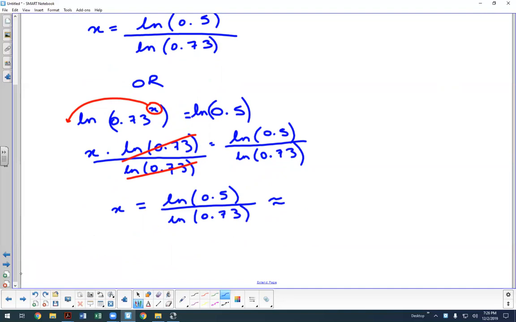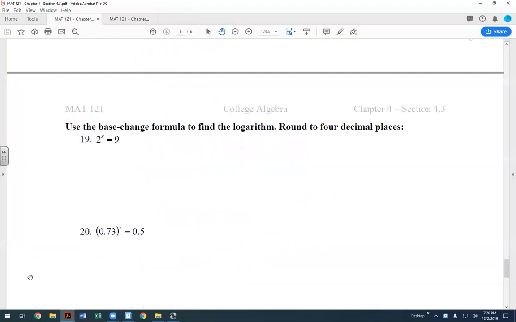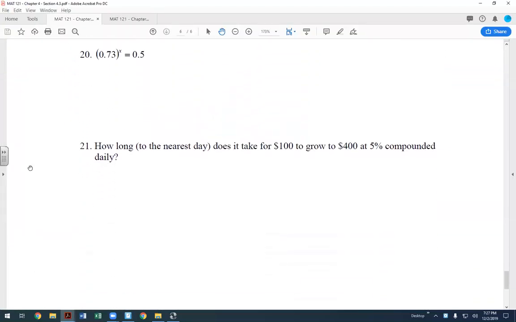what does this guy come out to be for number 20? 2.2024. 2.2024, check your rounding again. 2.5. Be very, very careful with those roundings because that's the place where you're going to lose points.